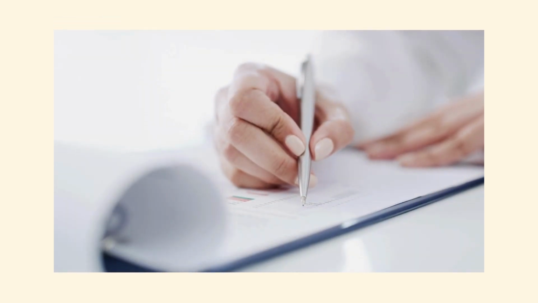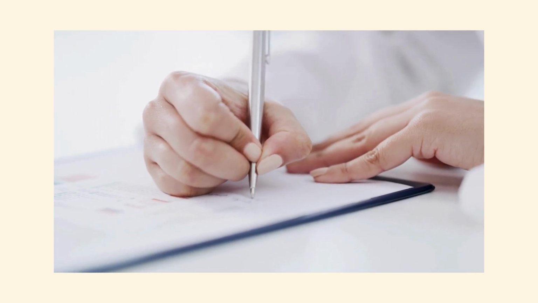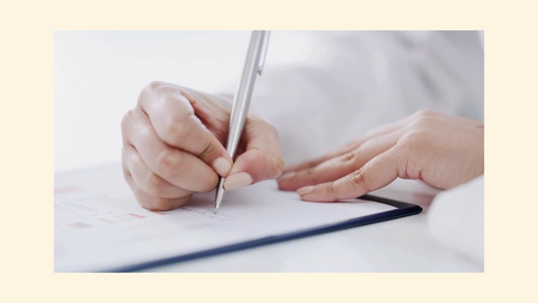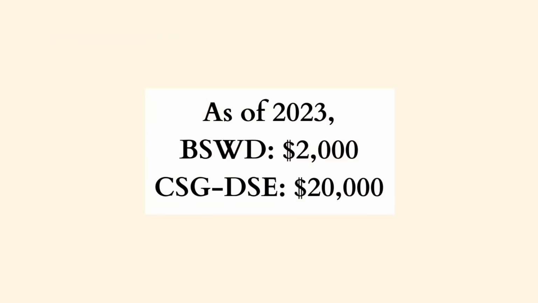The funding depends on the cost of the educational services and equipment required and if the person either has a permanent disability or a persistent and prolonged disability. As of 2023, the maximum funding per academic year is $2,000 for bursaries for students with disabilities and $20,000 for Canada Student Grant for services and equipment.